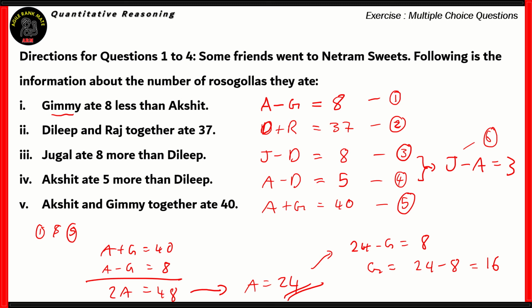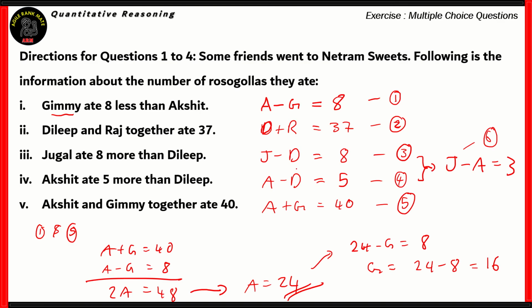So if we were to look at that, then that means if we put Akshit's value as 24 minus D equals 5, then the number of rasgullas that Dilip ate would be 24 minus 5, which is equal to 19. So for Dilip, the value is 19.